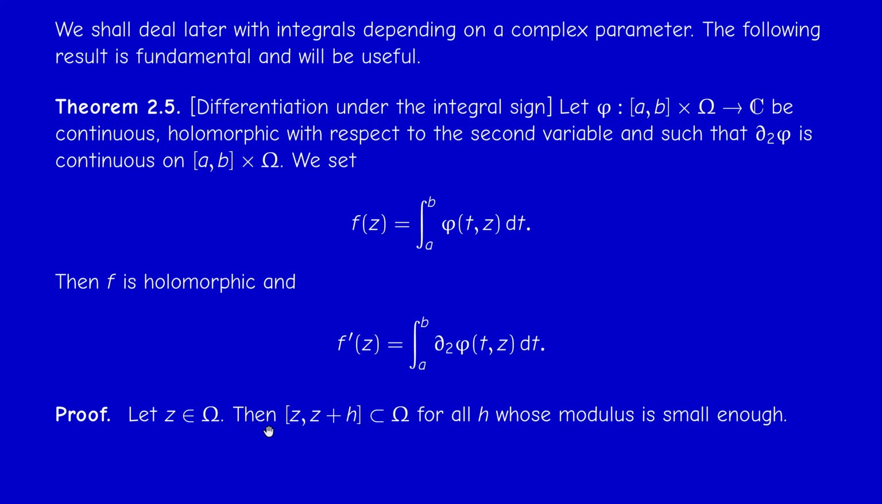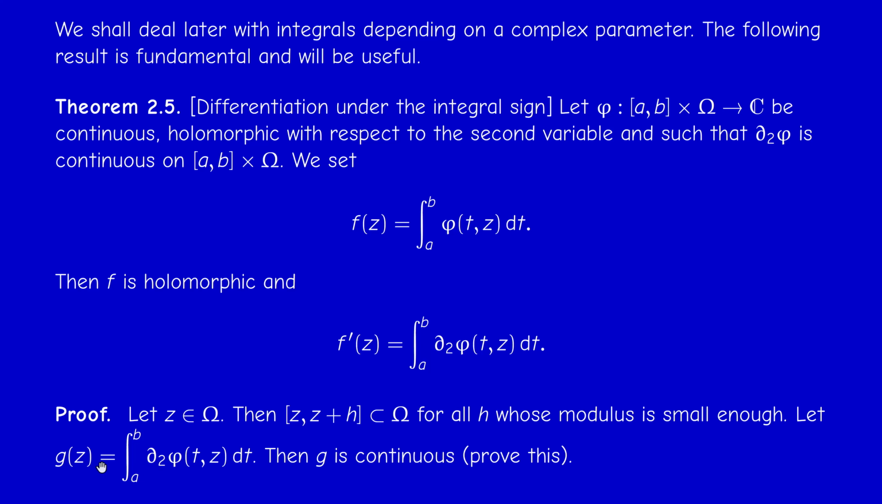Okay, so anyway, now let us call the second integral, the integral of the derivative, g. Okay, I want to prove that f is holomorphic and f prime of z equals g. Now what do we have here? We have an integral of a continuous function, of course, depending on a parameter. So it should not be difficult for you to prove that as a function of z, g is continuous.